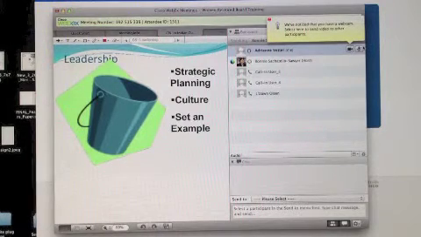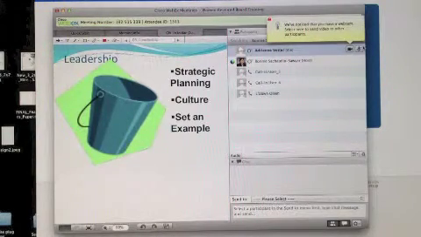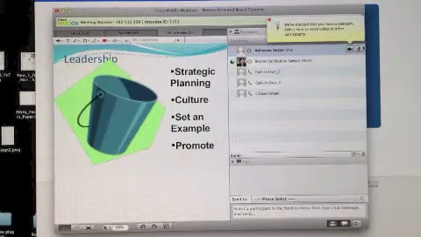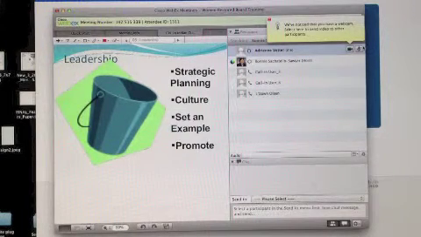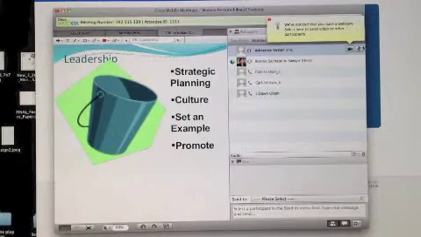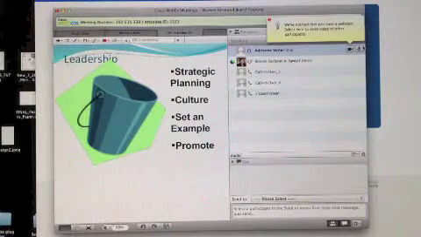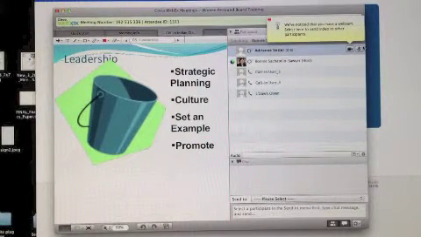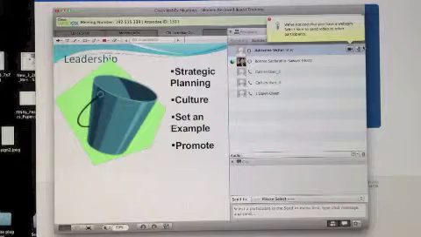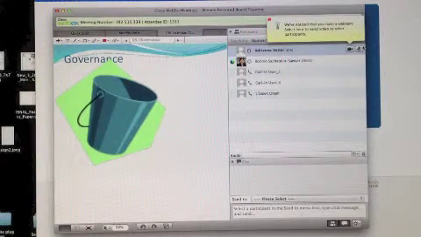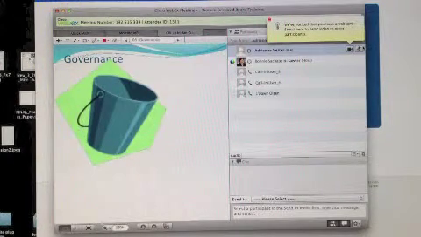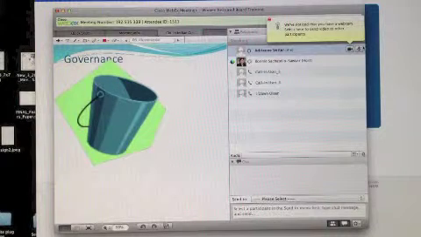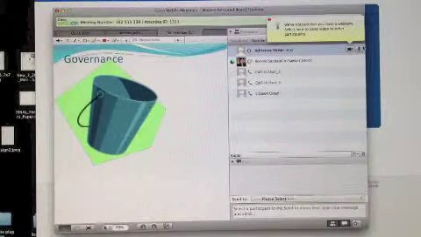And one of the other critical things you do in this leadership role is you set an example. You know the kinds of things you want your organization to be doing, and you live into those values. And then lastly, you promote the organization. Does that make sense? Any questions on leadership before I switch to governance?